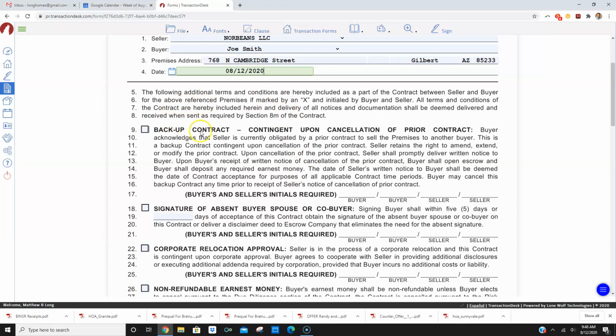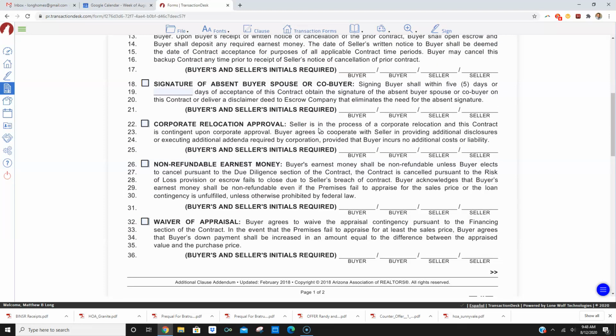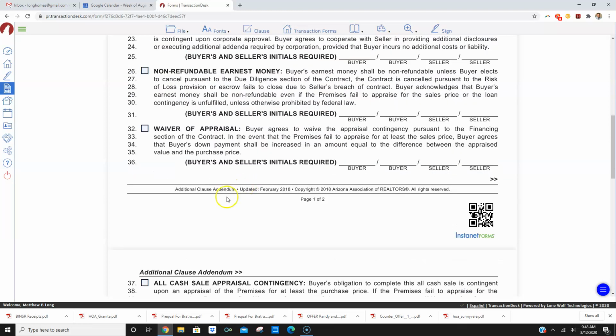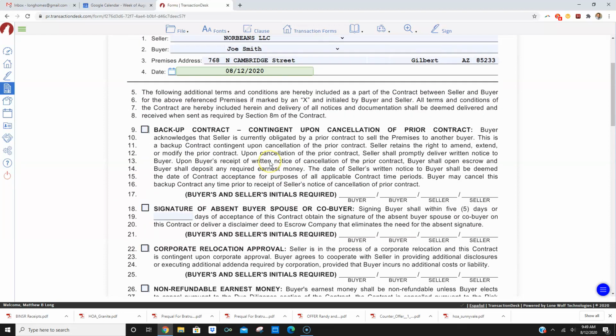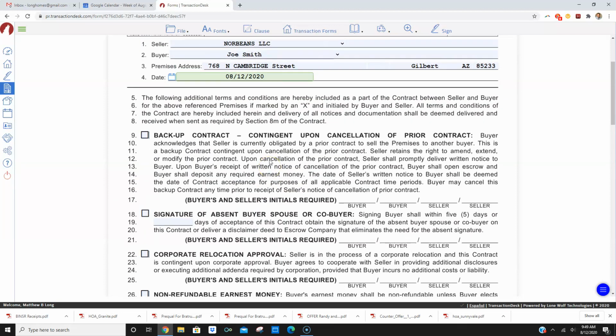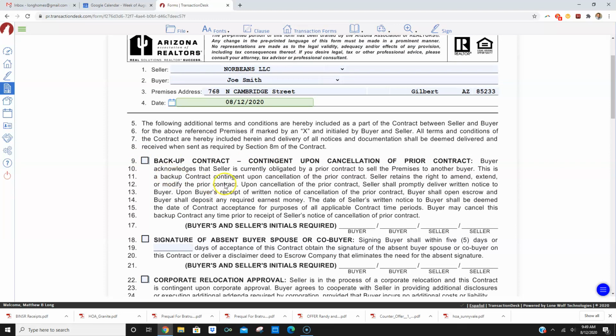And when something like this comes up, use the form that the AAR and their attorneys have approved. Because we're not attorneys. We're able to fill out these contracts, but we're not supposed to be generating all this information. So here we've got seller, buyer, property, date. Again, that's the date you're making the offer.